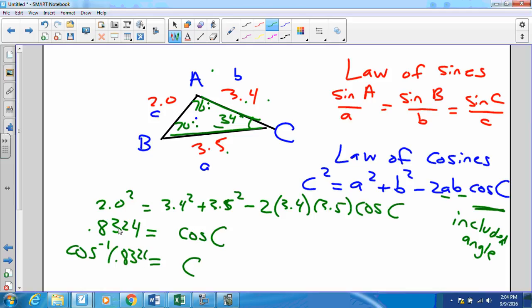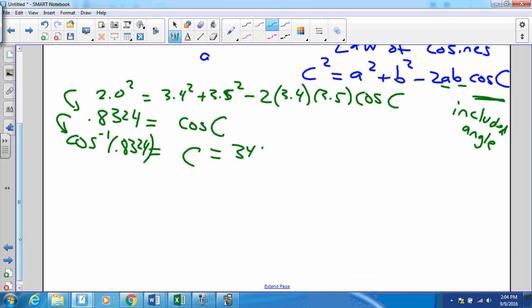Which part is hard? From here to here, or from here to here? Why do we inverse? Oh, great. So this is actually going along with the theme that we've had all week, which is that to solve, you need an inverse. And so what the inverse cosine does is cancel the cosine function to give you C back.